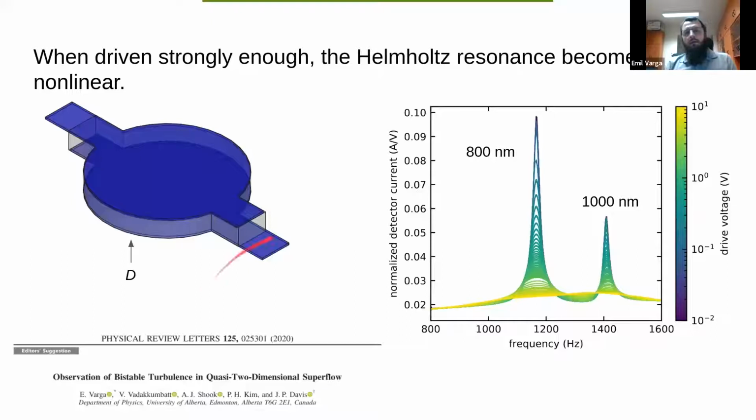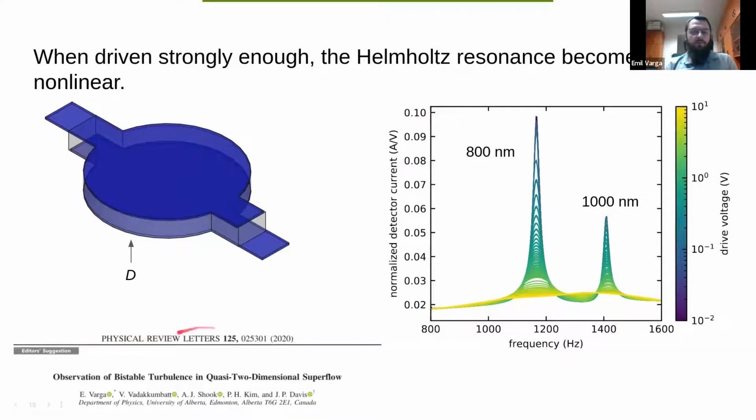Right. Now, when these resonances are driven strongly enough, they become nonlinear. The damping in them becomes nonlinear. Here I show in this graph the frequency dependence of the response of two resonators. One was 800 nanometers, this D, and one was about 1 micron, normalized to the drive force. And as we increase the drive, the relative response decreases because the damping grows nonlinearly with force.